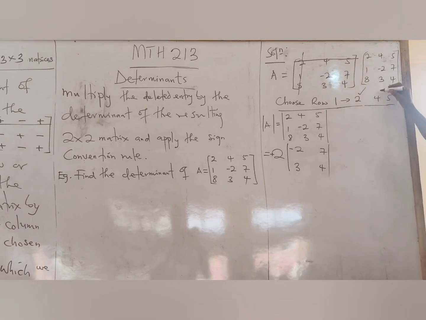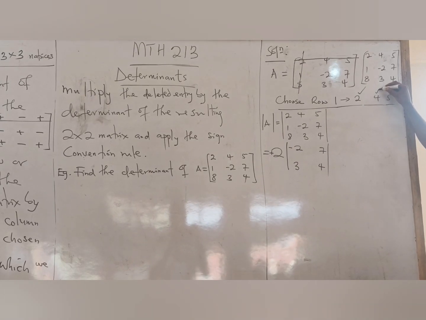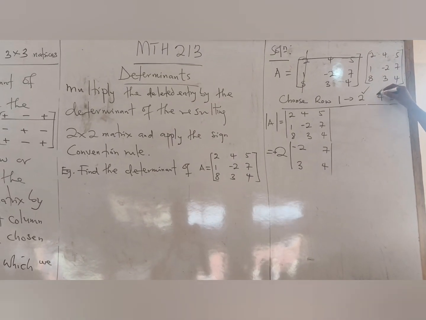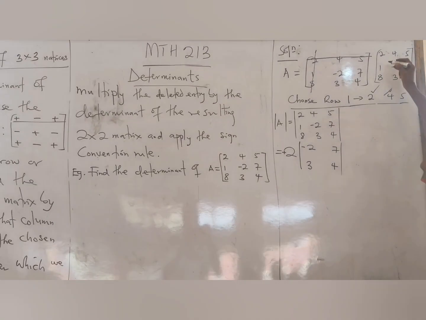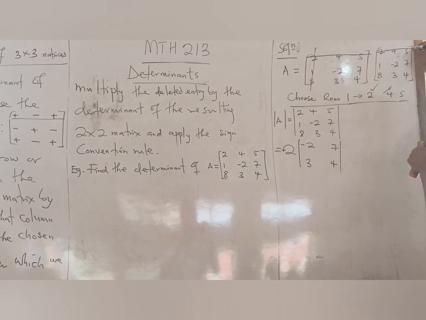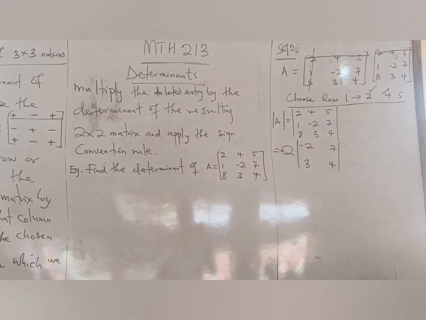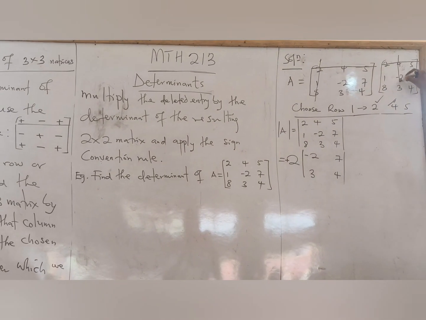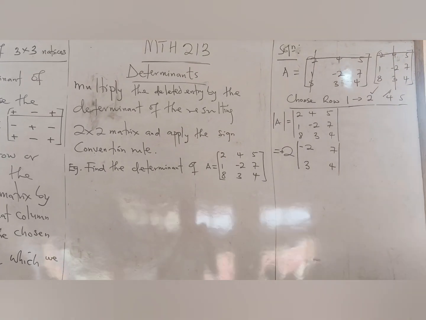We are now at the second entry. Can you all see? The second entry is what? 4. So delete the row that contains 4. We have deleted it. Delete what? The column that contains 4. Are you all watching?